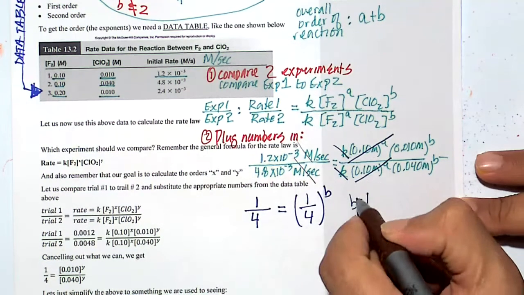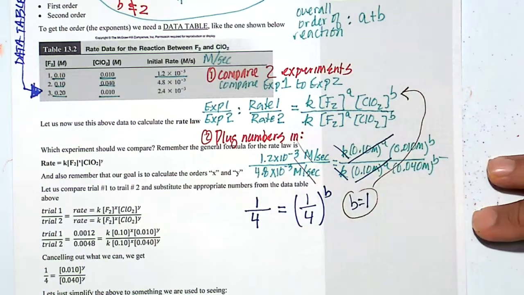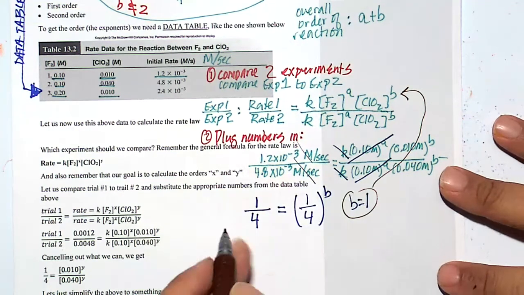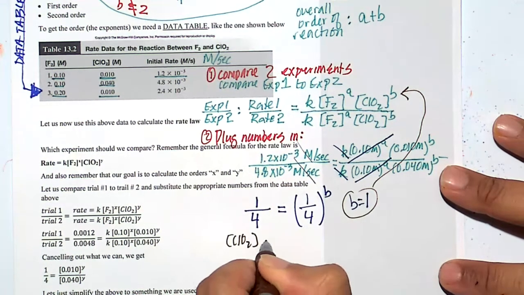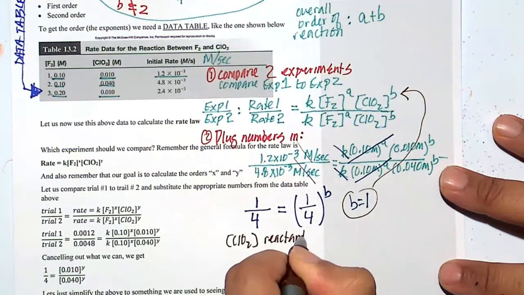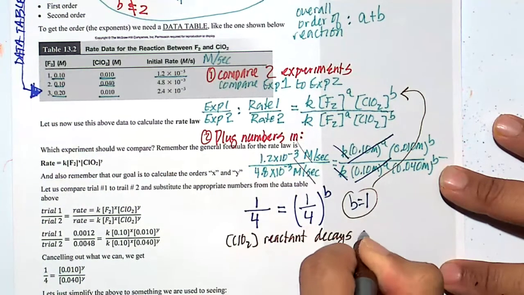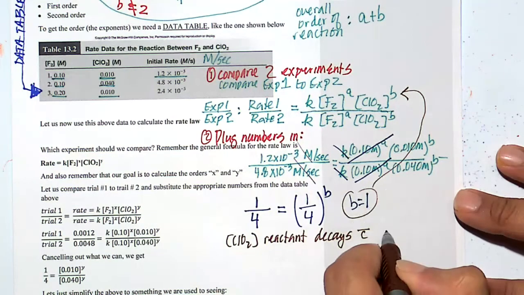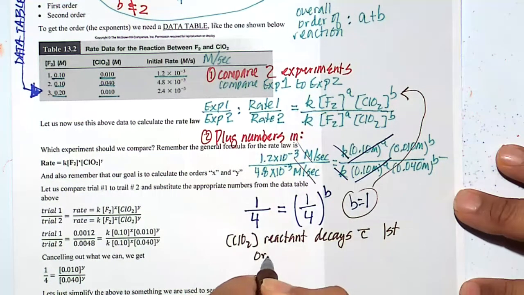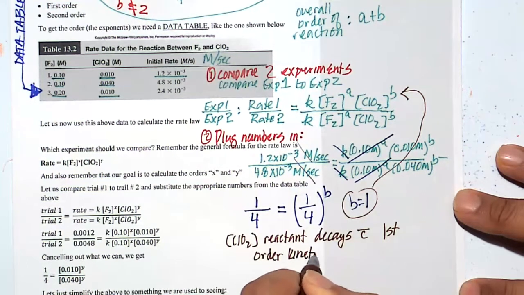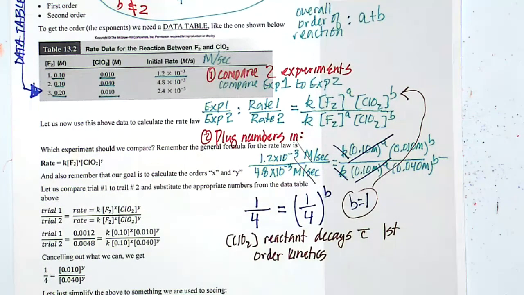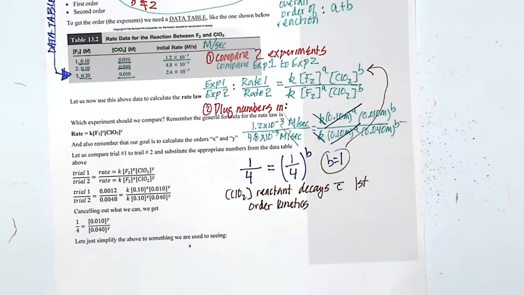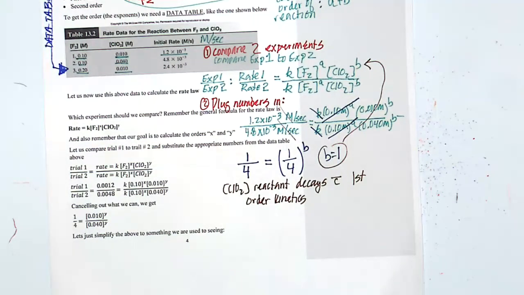All right, so what does that mean? Okay, it means that ClO2 reactant decays with first order kinetics. This is the abbreviation for with: decays with first order kinetics. All right, we got B. Let's figure out exponent A.